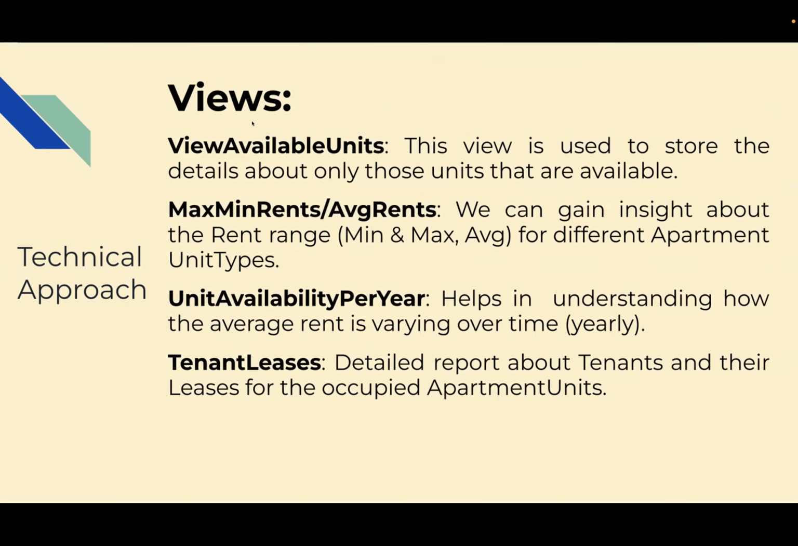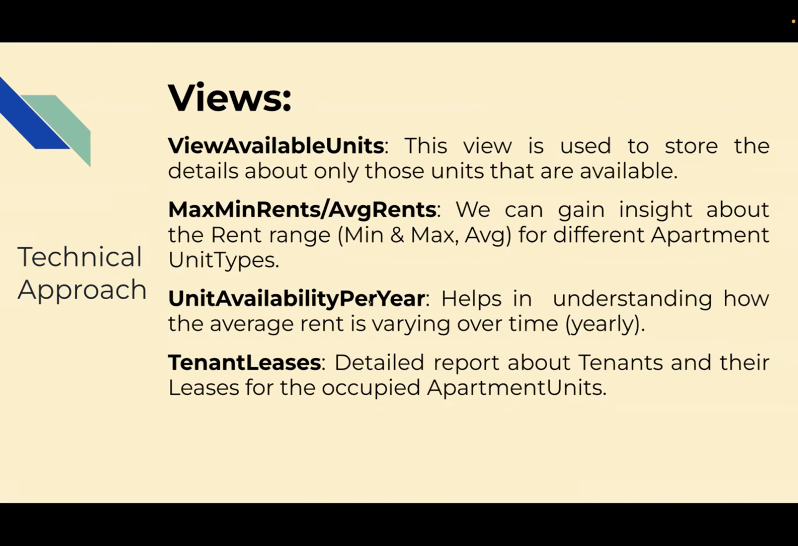Next we have implemented some views in this project as well. These are the list of views that we have implemented. One is view available units. In this view, we have all the details about those apartment units that are available to be rented. Another view is about finding the rent range: the maximum and minimum rent for a given unit, so that later on we can use them for visualization purposes to understand how the rent of each unit type has been varying.